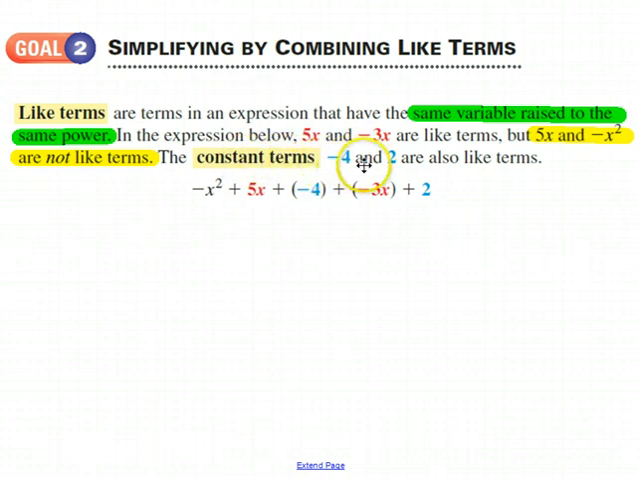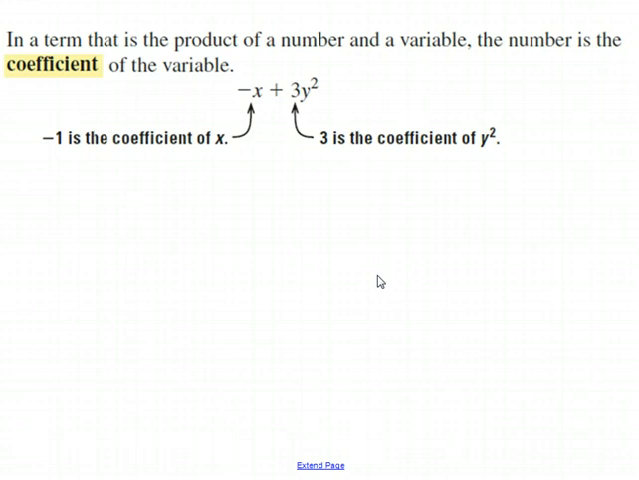Constants are numbers that don't have any variable associated with them. They're just the number itself. Constants are what you first learned back in elementary school. Coefficients are those numbers in front of variables. In this one it's obvious, it's positive 3. In this one it's a little less obvious, it's negative 1. But there is a coefficient on that x of negative 1.